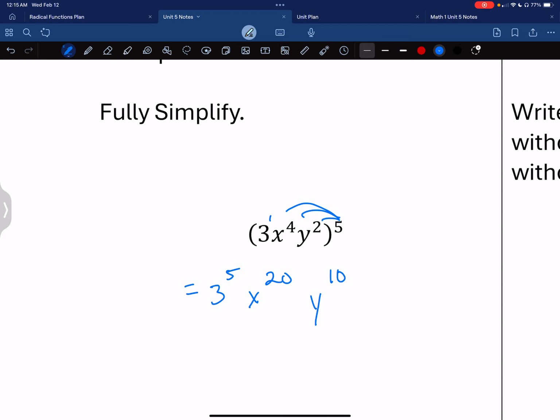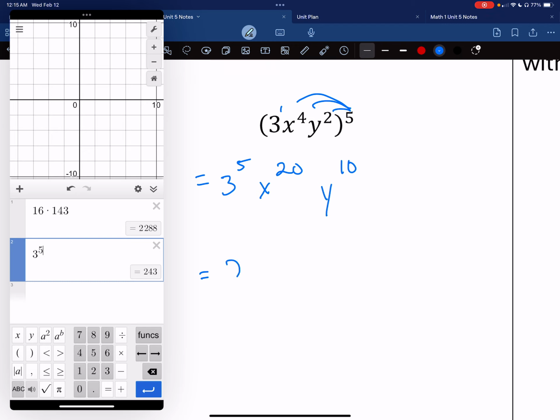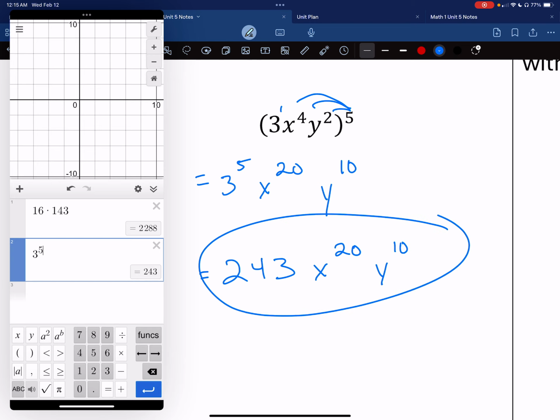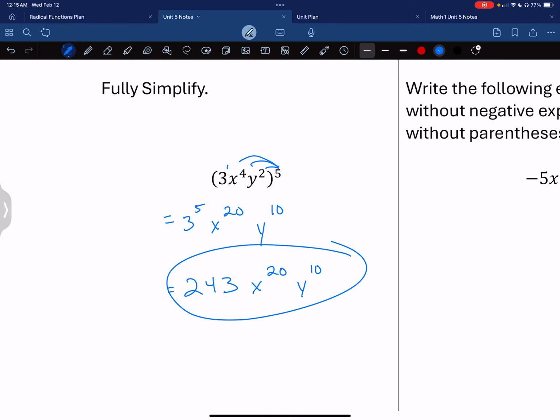So now we just need to figure out what 3 to the 5th power is. So let's go down one line, 3 to the 5th power is going to be 243. So our final answer for this problem ends up being 243 x to the 20th power, y to the 10th power, because we can't simplify the x's or y's, and the coefficient is the number by itself. Okay, that's example 3.